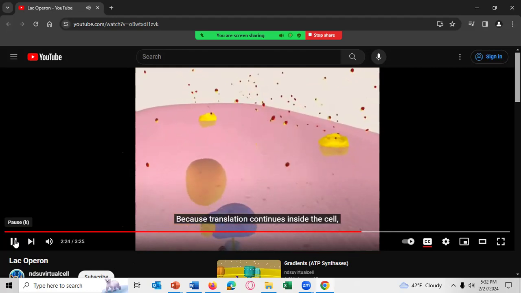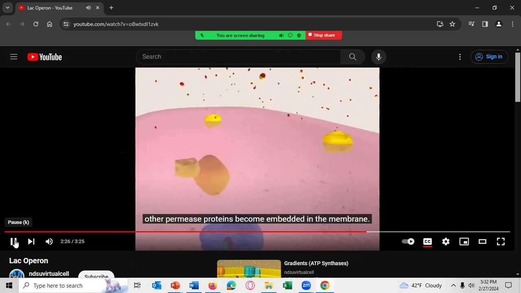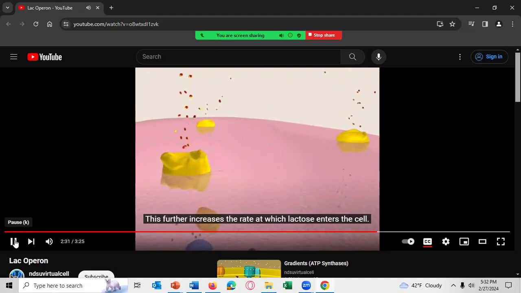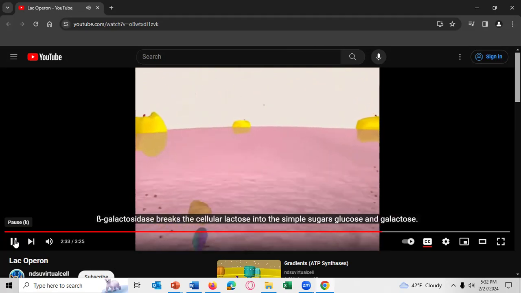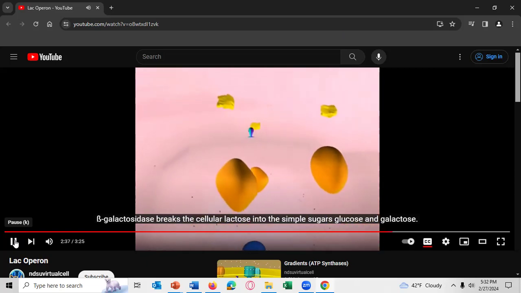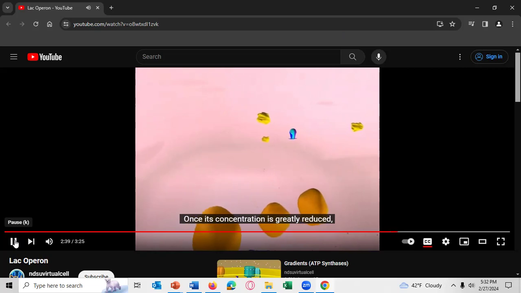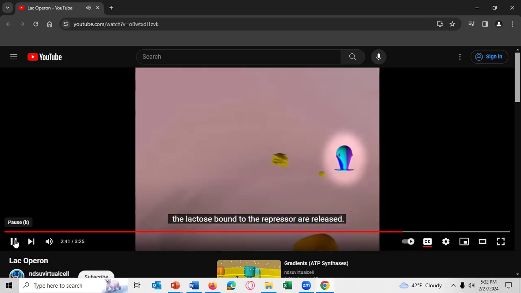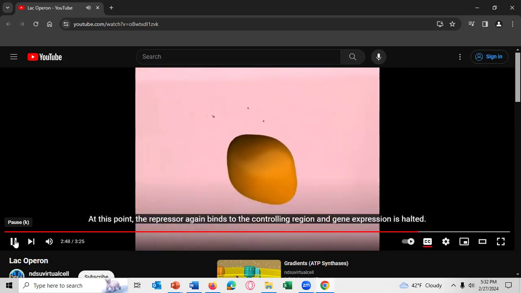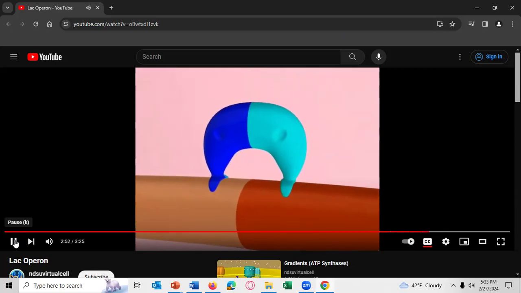Because translation continues inside the cell, other permease proteins become embedded in the membrane. This further increases the rate at which lactose enters the cell. Beta-galactosidase breaks the cellular lactose into the simple sugars glucose and galactose. Once its concentration is greatly reduced, the lactose bound to the repressor is released. At this point, the repressor again binds to the controlling region and gene expression is halted.